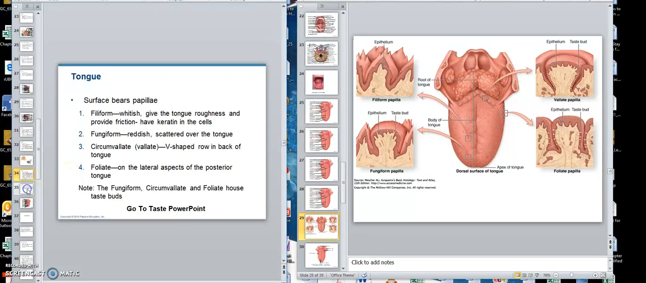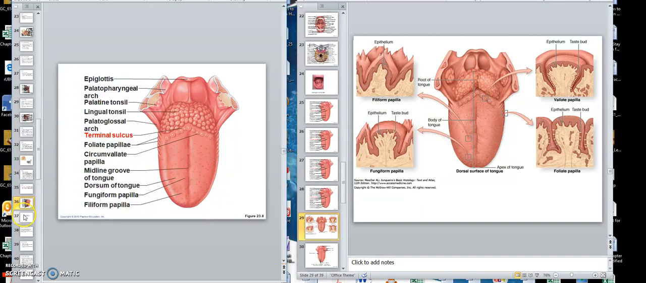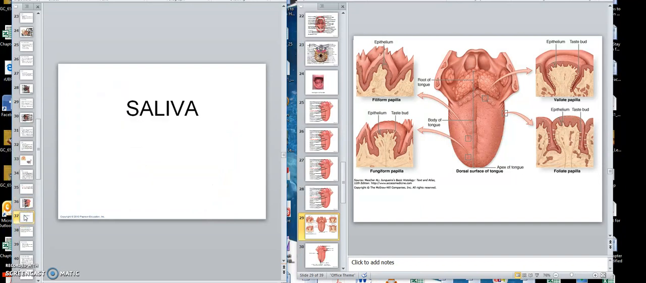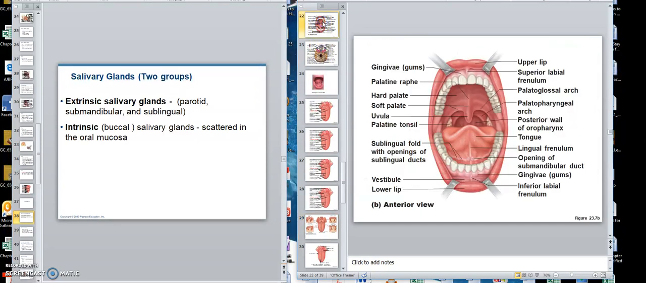Okay. Go a little further. We've already mentioned the terminal sulcus, which is this. This part is in the oral cavity, and this is in the oropharynx. Now, saliva: we have what we call extrinsic salivary glands and intrinsic. Intrinsic are kind of in the mucosa of the mouth itself.